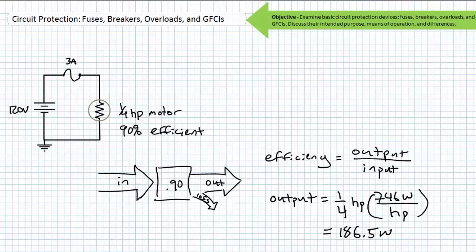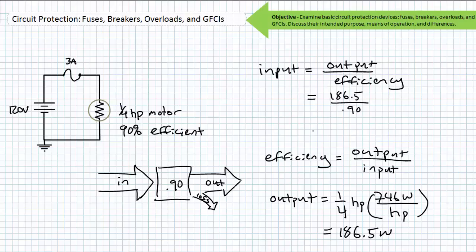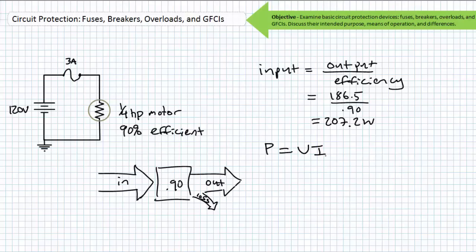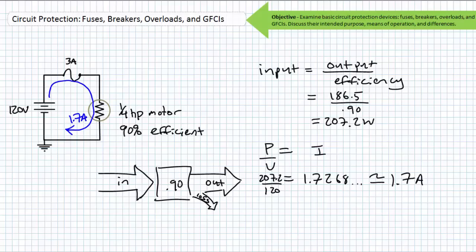What is the necessary power input, and what is the rated current for this motor supplied by a 120 volt source? Solving for power input, we find output divided by efficiency. Substituting in the necessary values, we find approximately 207.2 watts must have come into the motor for it to deliver its required output. Given power is equal to voltage times current, and solving for current, substituting in the necessary values, we find this motor must draw roughly 1.7 amps of current from the source to deliver its rated power. The 3 amp fuse in series with this motor allows this level of current draw, and only anything in excess of 3 amps will cause the fuse to blow.